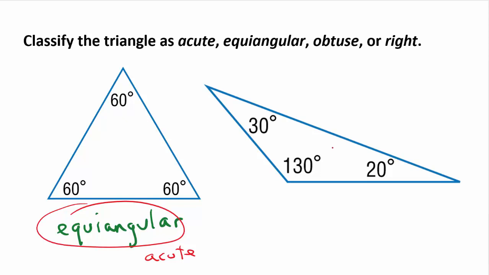Now, the one here to the right, we've got angles that measure 30, 20, and 130 degrees. Since we have an angle that is obtuse, remember, this automatically will be an obtuse triangle.